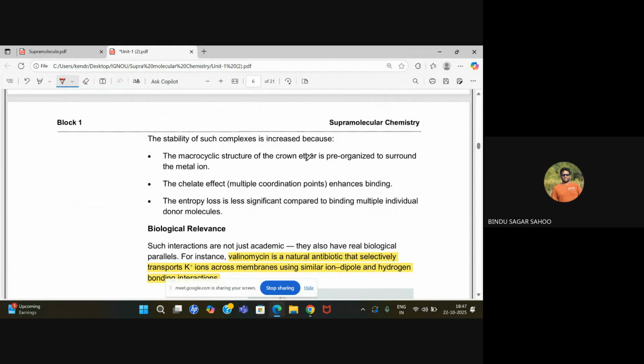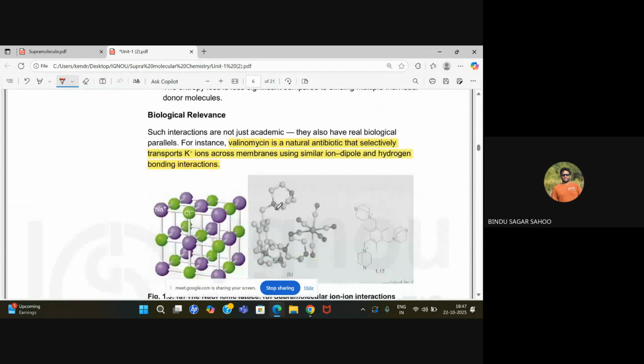Just like these synthesized compounds, in biological processes also, valinomycin, an antibiotic, forms these types of complexes with some ions. These antibiotics can make ion-dipole interactions with some positive cations in our body through the membrane. Just like that, this antibiotic can transport the potassium ion through ion-dipole interactions, or sometimes by hydrogen bonding interactions. So when you need to transport or interact with a positive ion, definitely the interaction is ion-dipole.